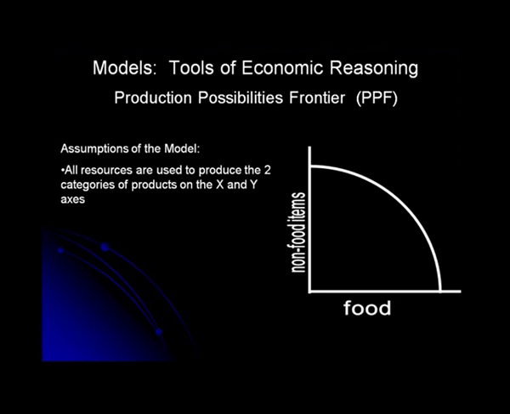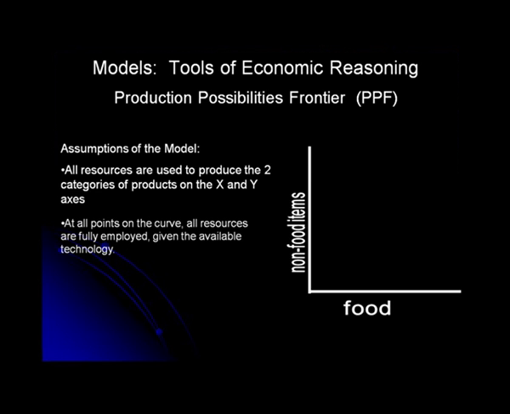So our model is looking at a situation in which all the resources in the economy we're studying, all the land, labor, capital, and entrepreneurship, are being used to produce either food or things other than food. The second assumption of the model is that the curve or frontier represents the maximum production possible at this point in time, hence the name production possibilities. Another way to think of this is that a frontier is the farthest edge, so the curve on the graph represents the edge, the most that could possibly be produced with our current technology and all the other resources we have available.